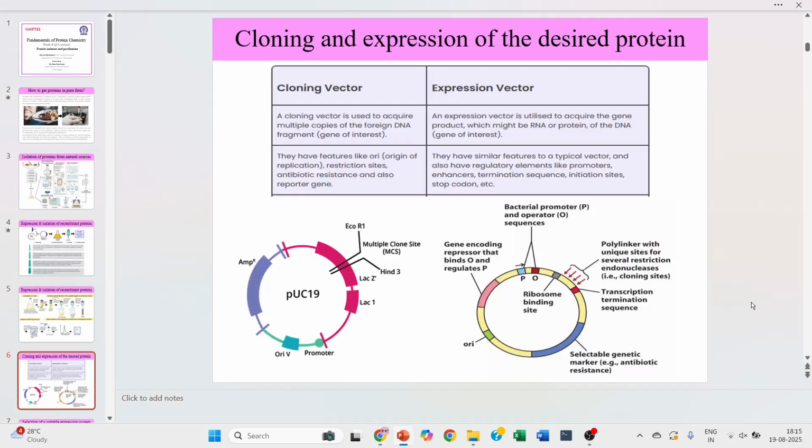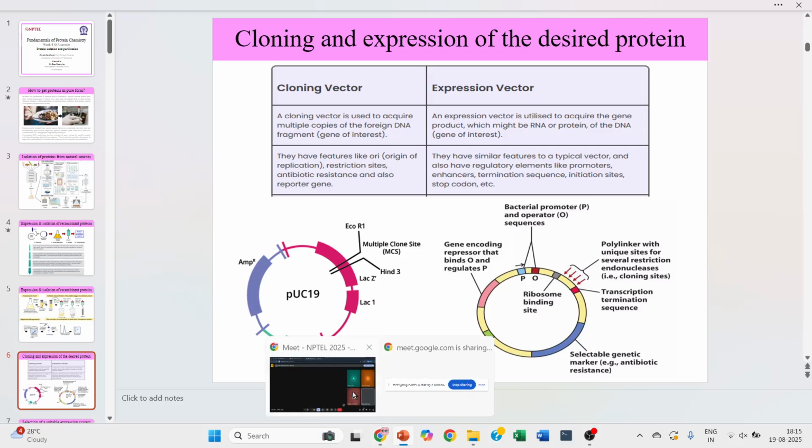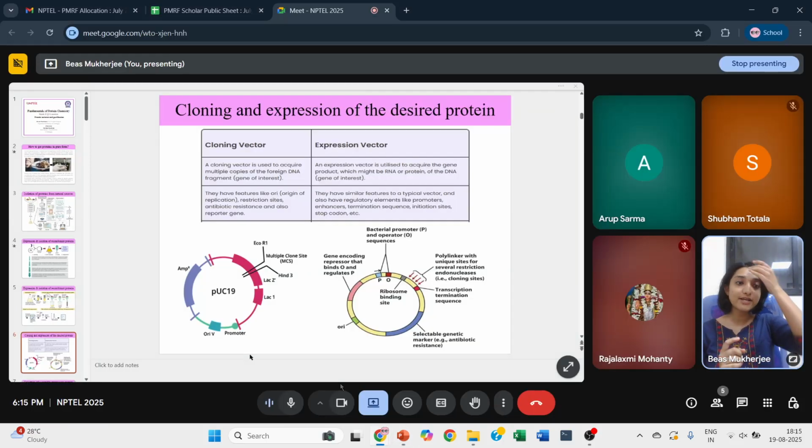So now we go for the details of it. The first one is cloning and expression vector. See, this cloning vector is used to acquire multiple copies of the foreign DNA fragment, that is the gene of interest, and it has a very high copy number. Okay, and they have features such as the ORI, that is the origin of replication, which is self-replicating, restriction sites, etc. And it is also having the gene of resistance.